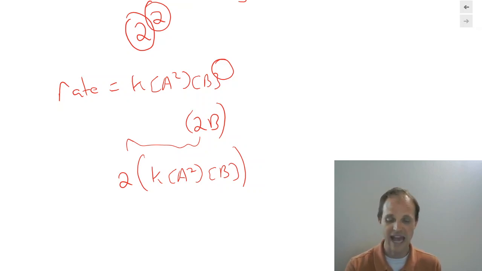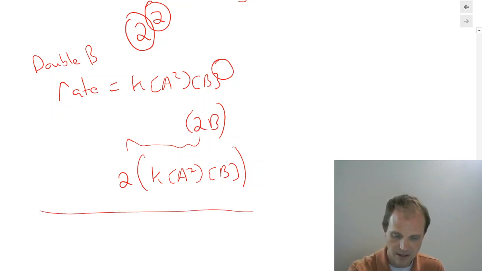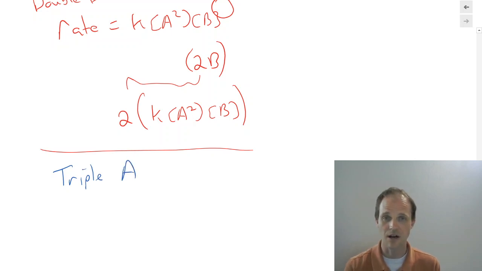On the other hand, if I put a half in there, if we get half as much B, what am I going to get? I'm going to get half as much rate. What about, so this was if I double B, what about if I triple A? Not the kind where you call because your car is broken down on the side of the road, but I'm going to triple my concentration of A.